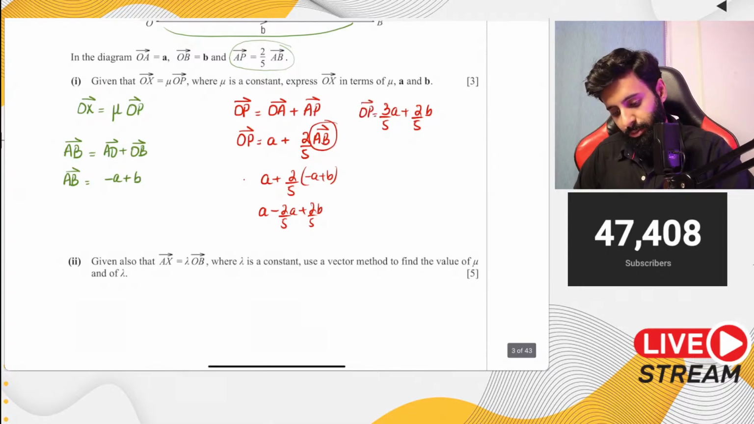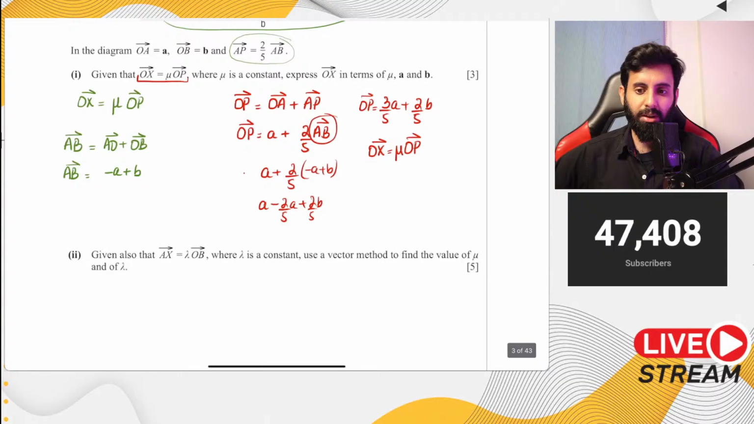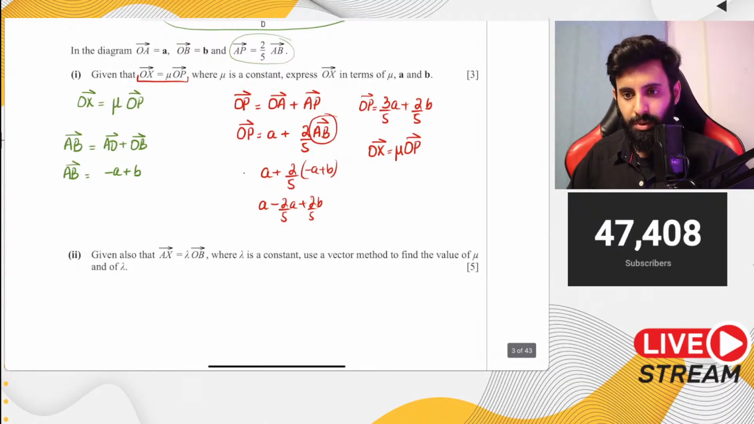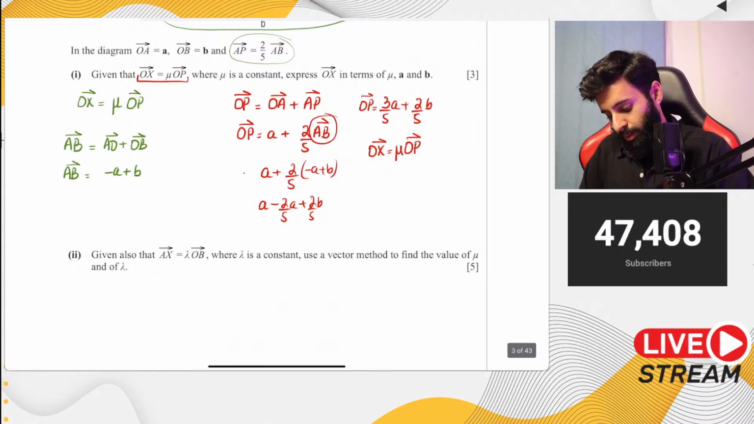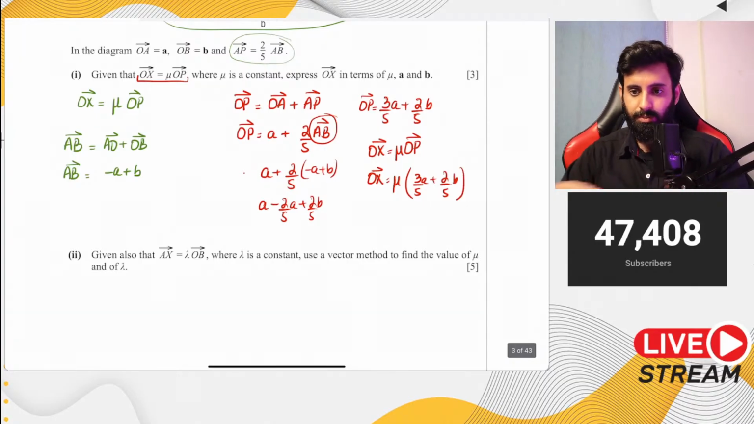Okay. Now if you go back to the question, notice what the question said. The question said that OX is equals to mu times of OP. So OX was dependent on what? OX was dependent on OP. Now that we have OP, all we got to do is multiply it by mu and find OX. So OX is equals to mu times of 3/5 of A plus 2/5 of B. And there you go, fellas. That's your answer.